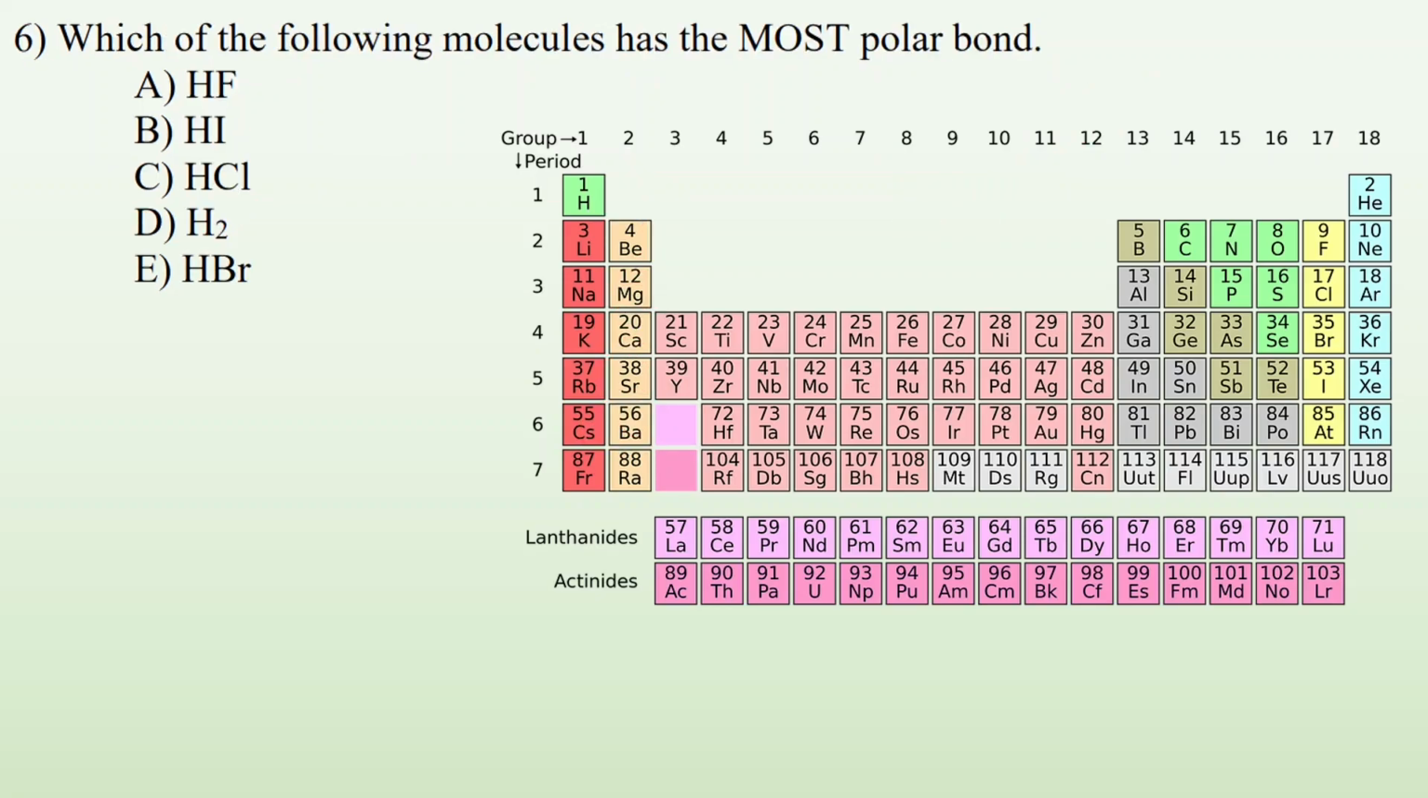Number 6, which of the following molecules has the most polar bond? So you can see they all have hydrogen bonded with some other element. So we're really looking at the electronegativities of hydrogen, bromine, chlorine, iodine, and fluorine. And hydrogen's over here, but the rest of them tend to be in group 17. And the most polar, you want the greatest difference in electronegativity. So, you know, which one of these things is the most electronegative? It's fluorine. So we know hydrogen bonded with fluorine is going to give me the most polar bond. Fluorine's the most electronegative element.